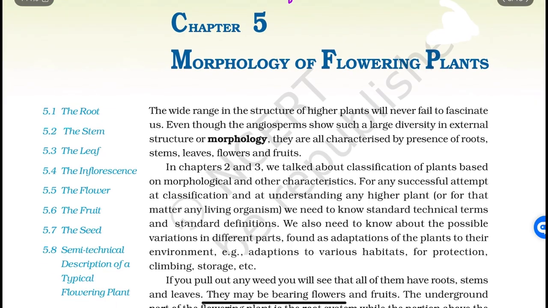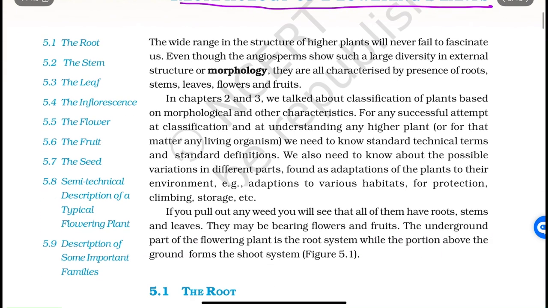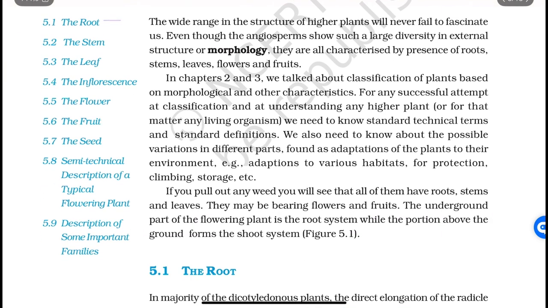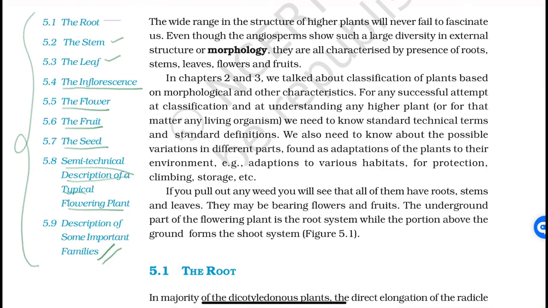Here is Chapter 5, Morphology of Flowering Plants. We will study the root, the stem, the leaf, the inflorescence, the flower, the fruit, the seed, the semi-technical description of a typical flowering plant, and the description of some families. Some 9 things we are going to cover in this chapter.